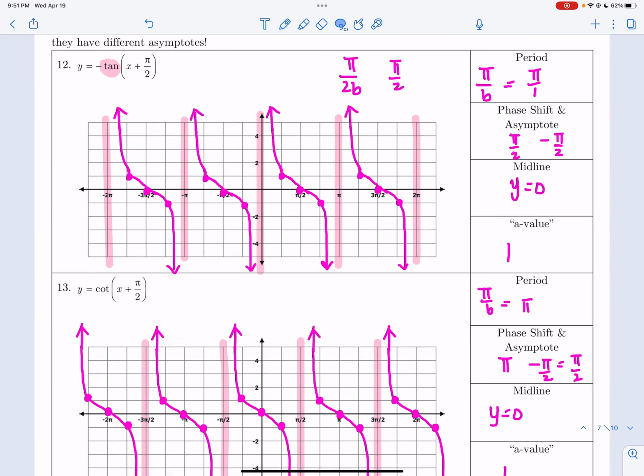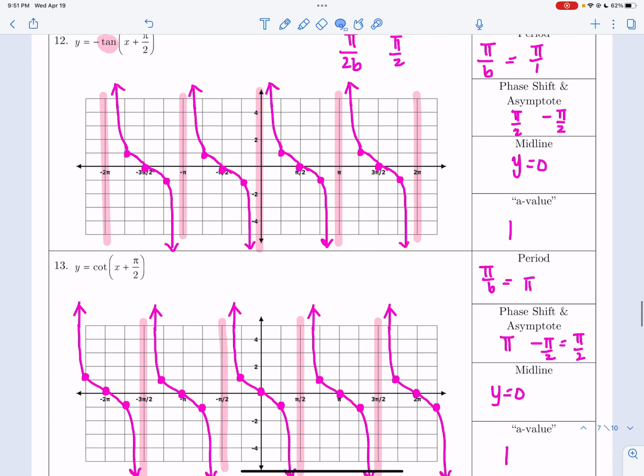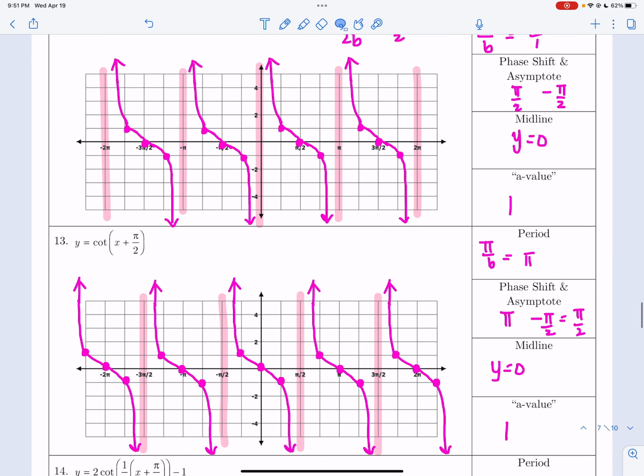Now, you might ask yourself, OMG, Mr. K, they look the same. Yes, they look the same. However, notice that your asymptotes are completely different. So just make note of your asymptotes because I will be checking that very closely whenever you graph cotangent and tangent on the test.